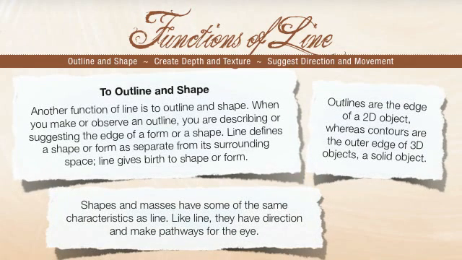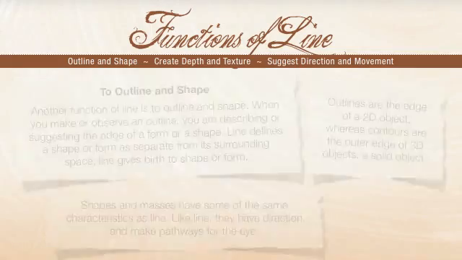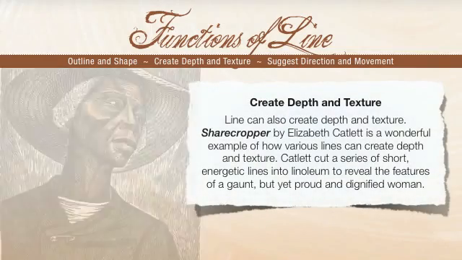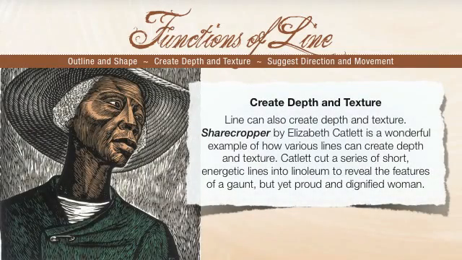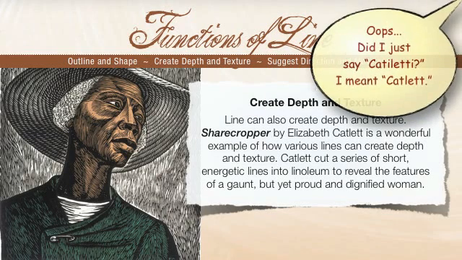Shapes and masses have some of the same characteristics as line. Like line, they have direction and make pathways for the eye. Line can also create depth and texture. Sharecropper by Elizabeth Catlett is a wonderful example of how various lines can create depth and texture.